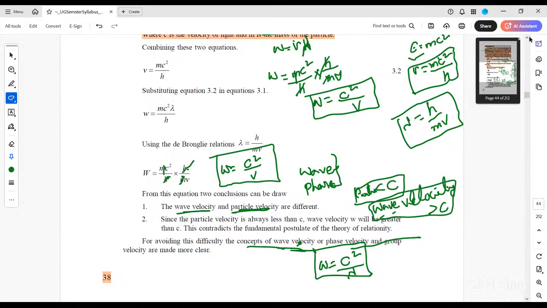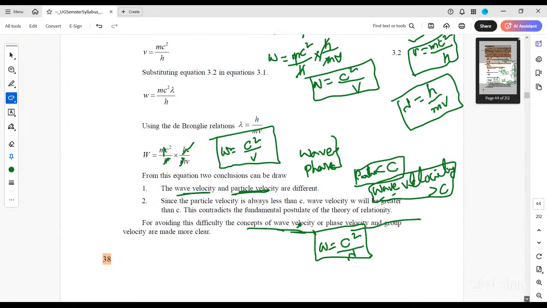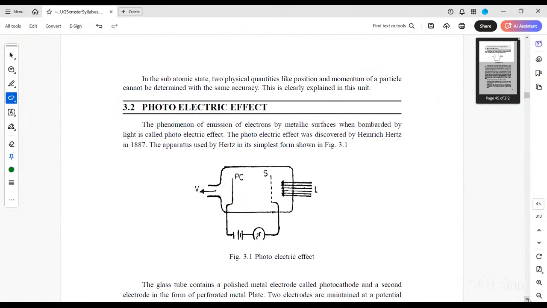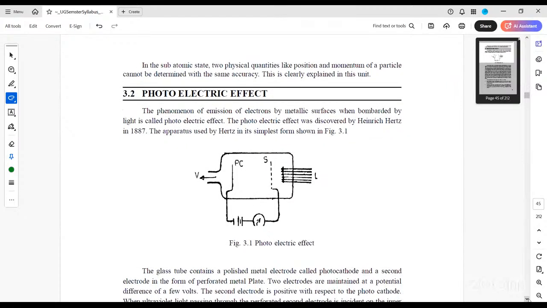Introduction part using de Broglie wavelength. Next topic is the photoelectric effect. What is this photoelectric effect? Emission of electrons by a metal surface.